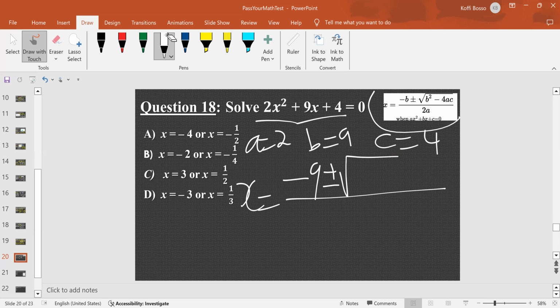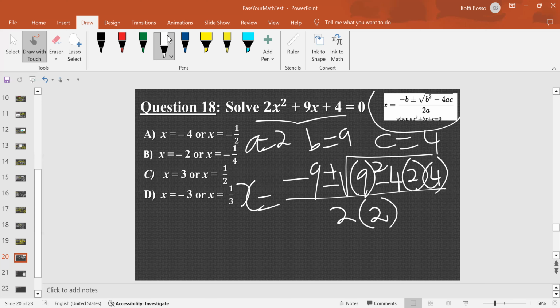Square root of B squared. B is 9, so I take 9 and square it. Minus 4AC. AC means take the A value, which is 2, multiplied by the C value. Divided by 2A, so 2 multiplied by 2. So I use the formula and replace A, B, and C by their values. Now the next thing to do is the calculation.